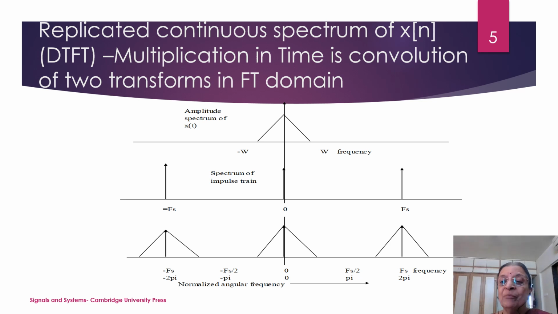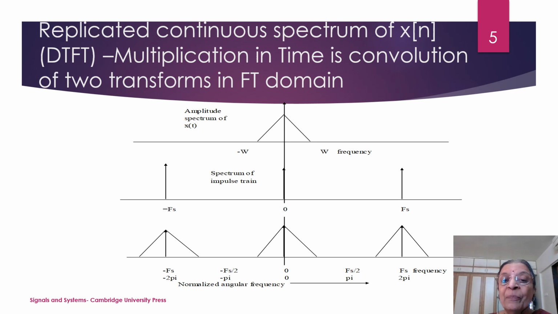Now, in time domain, when there is multiplication, in transform domain, it will be a convolution. So here this first graph represents the Fourier transform of some band limited signal with bandwidth of W. Because it is band limited with bandwidth of W, I am representing the bandwidth between minus W to plus W, and it is customary to represent it in the form of a triangle.